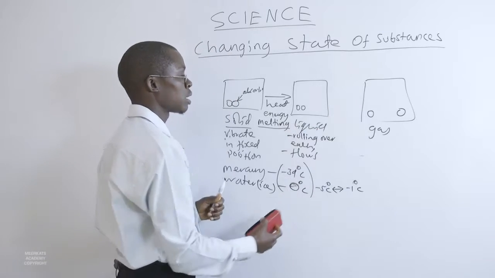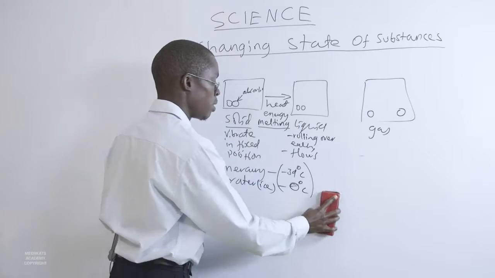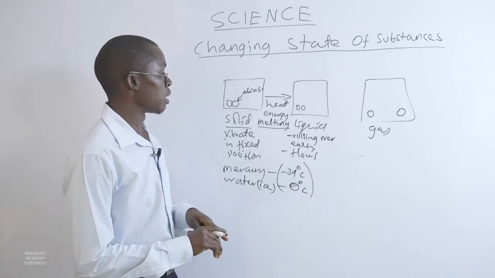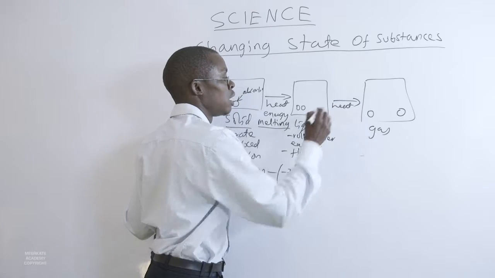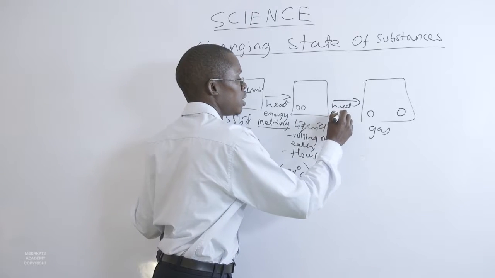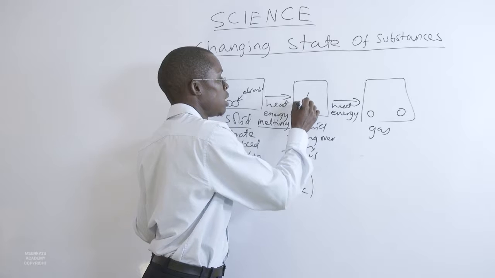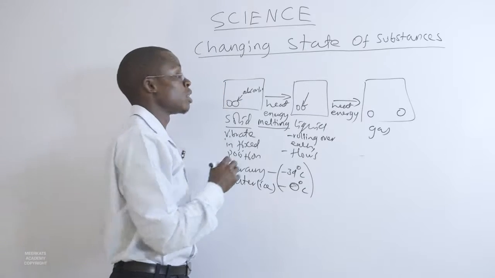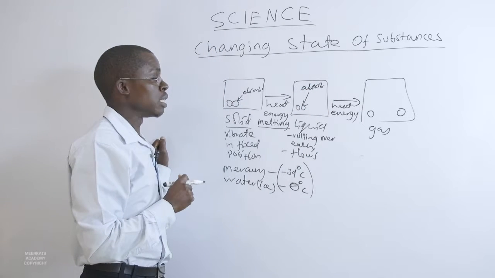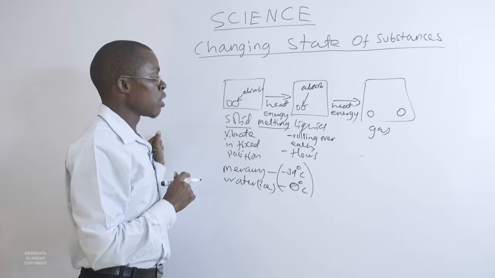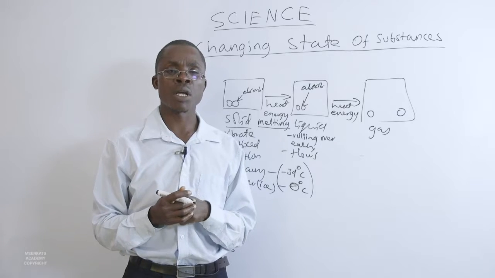Now let's look at the next part, moving from a liquid to a gas. The same thing must be done, that is, we have to inject in heat energy. As you inject in heat energy, the particles of the liquid, just like the solids did, will also absorb the heat energy. On doing so, the rolling over process becomes faster.